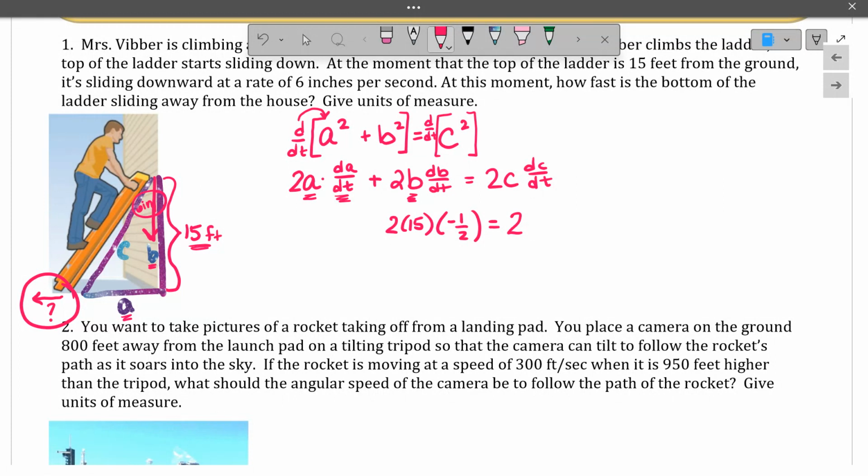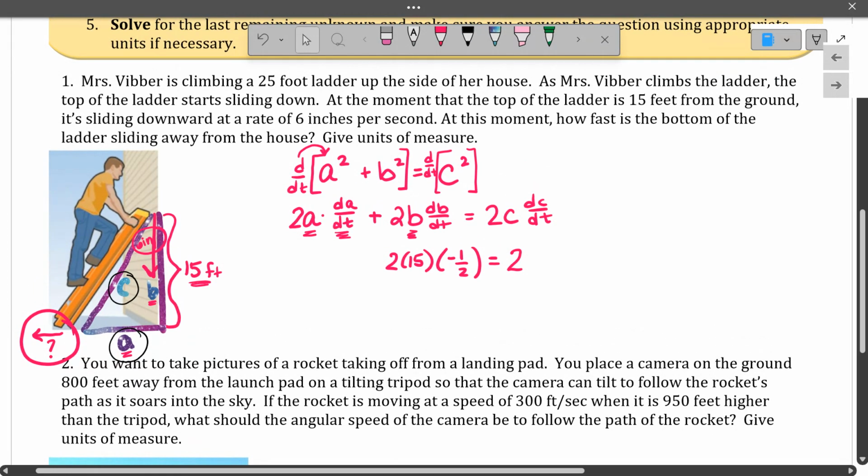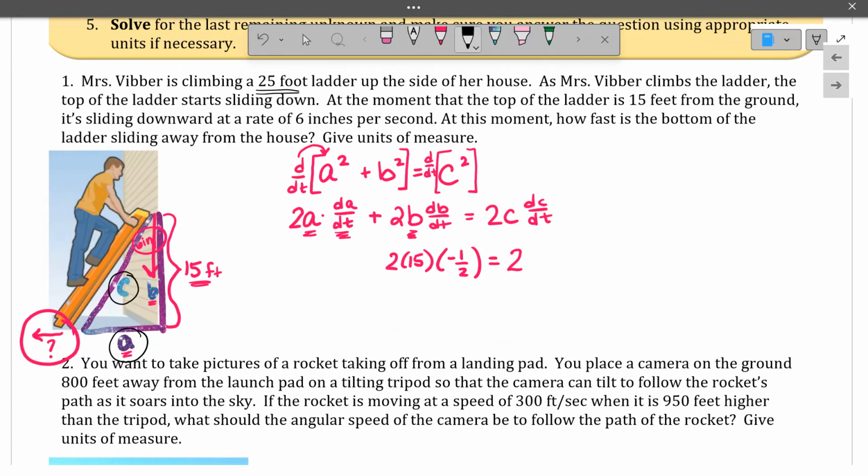Okay, so I got to do some sleuthing right now. So let's go back to A. A is this guy right here. I don't know what it is. C is this guy right here. I do know what it is. I just didn't write it down yet, because it said blah, blah, blah. Mrs. Vibber is sliding down using a 25-foot ladder.